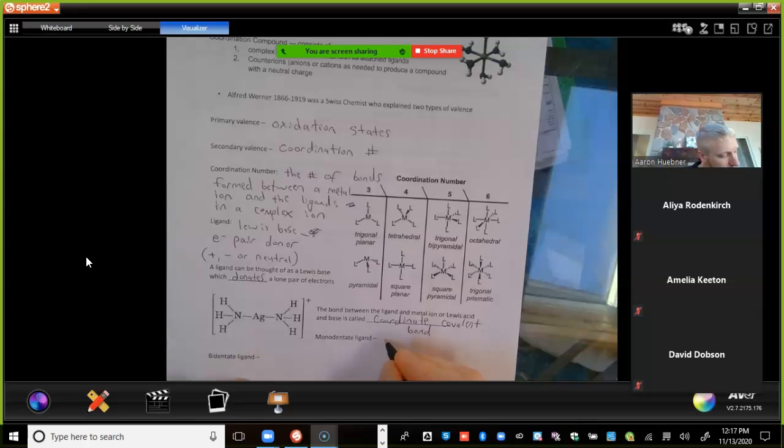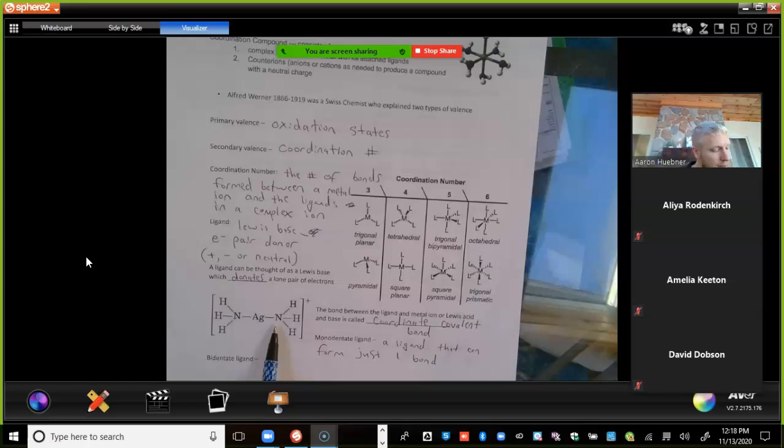So it's a ligand that can form just one bond. And what bond are we talking about? We're talking about a coordinate covalent bond, just one. So ammonia is looking like, and we're going to talk more about this in the bonding unit, which comes after Thanksgiving. It only has one lone pair of electrons, and so it's a monodentate ligand.